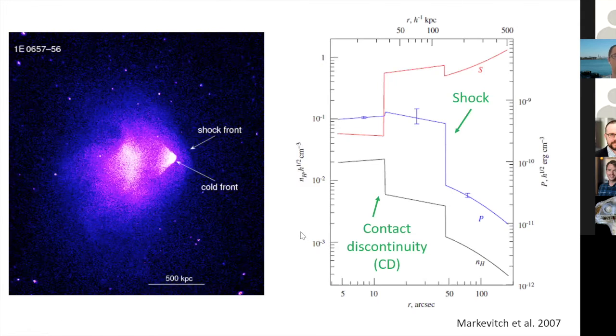Again, in the Bullet Cluster, we can clearly see the merger shock front here in the X-ray image. In the right panel, I show you the gas profiles measured along the horizontal direction. You can see the shock front is here, and there is another edge which corresponds to a contact discontinuity. It's also known as the cold front, which separates the gas halos of the two merging clusters.